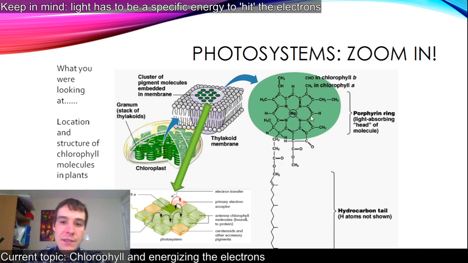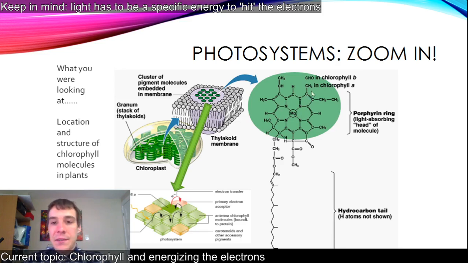Now there's two versions of chlorophyll. There's chlorophyll A and chlorophyll B. The only difference between them is in this little carbon here. It's a methyl group on chlorophyll A, and it's an aldehyde group on chlorophyll B. So it's a C double bonded to an oxygen and a hydrogen on the other end for chlorophyll B.